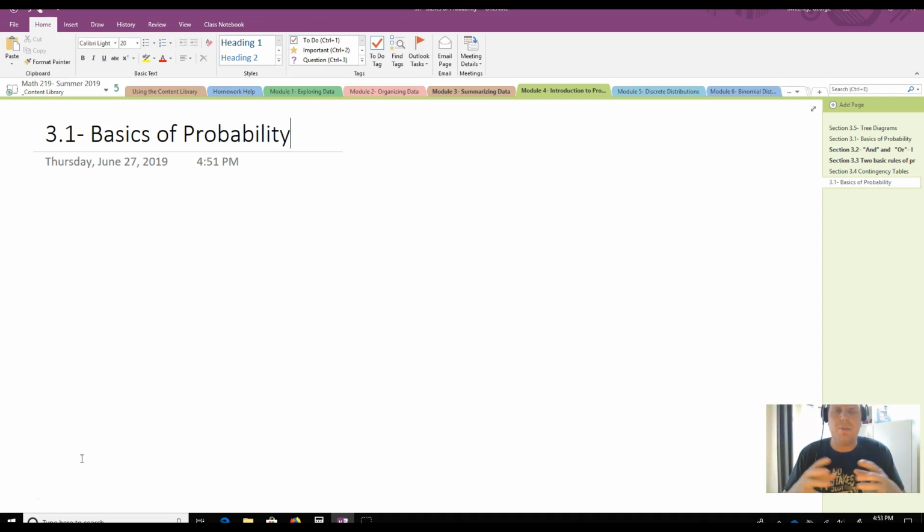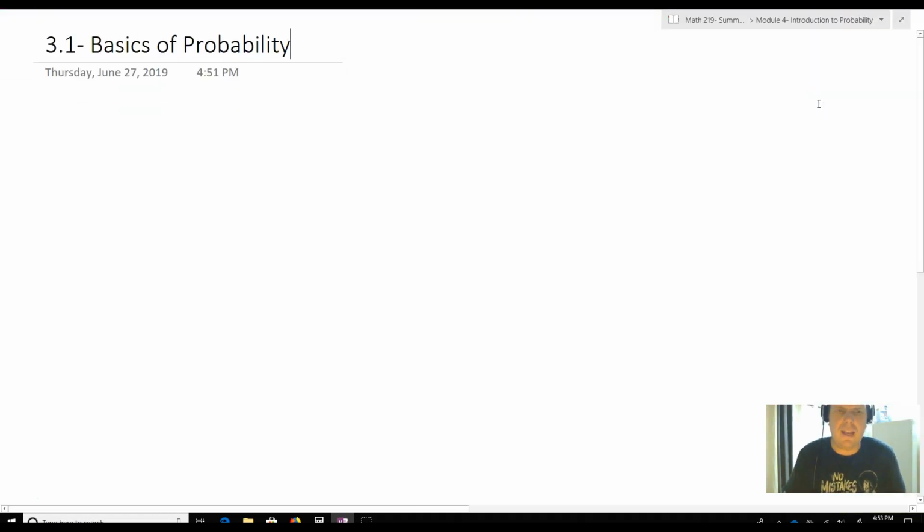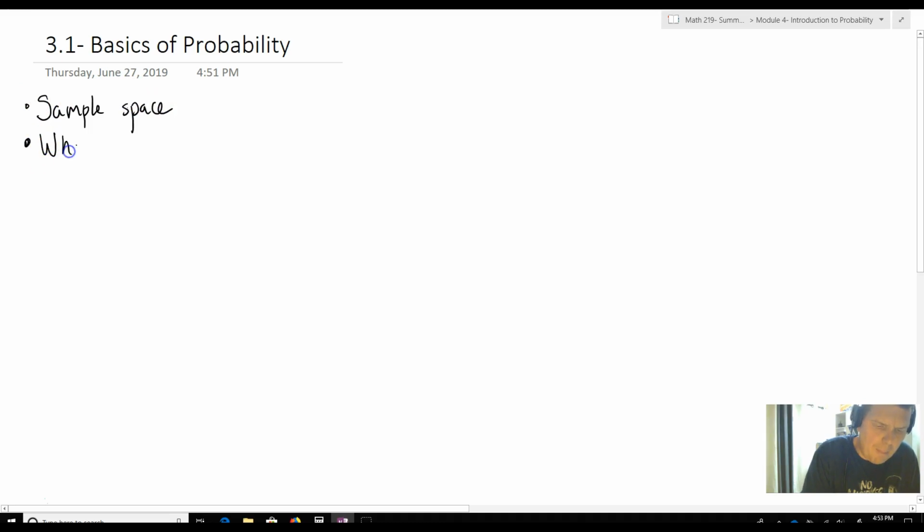And so what we want to do is develop a really solid groundwork in what probability is and how we go through and compute probabilities, so we can then build up to more complicated probability, right? Because that's one of the key foundations of this particular course in statistics. So what I'm going to look at today is from 3.1, and this is the basics of probability. We're going to define two things: what the sample space is, and what probability is.